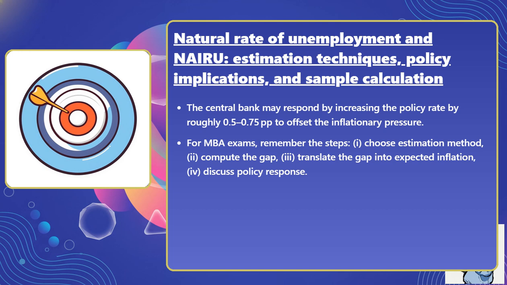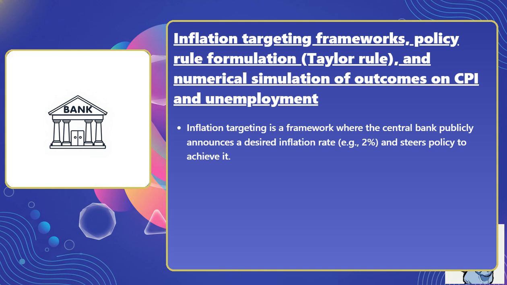Step 1: choose estimation method. Step 2: compute the gap. Step 3: translate the gap into expected inflation. Step 4: discuss policy response. Inflation targeting is a framework where the central bank publicly announces a desired inflation rate, for example 2%, and steers policy to achieve it.